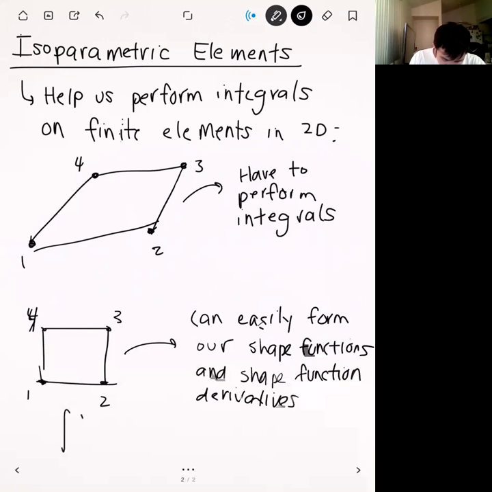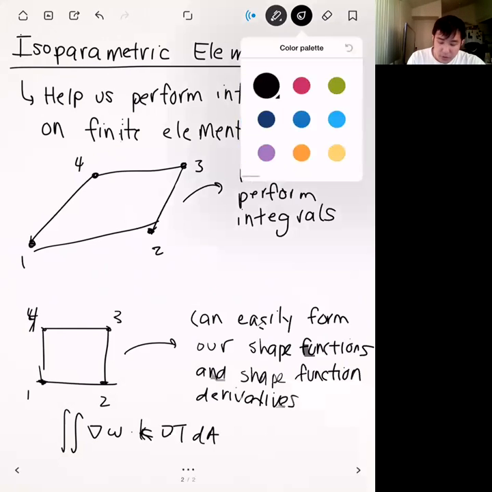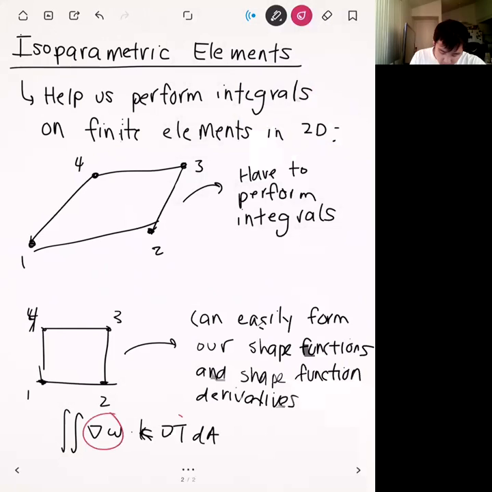Okay? And so, for example, our element stiffness matrix in 2D is given by the double integral of the gradient of W, our weighting function, times K times the gradient of T dA. And then remember, these gradient functions, when we put them in terms of our shape functions, end up having our shape function derivatives. So it'd be like dN1/dx, dN2/dx, etc., etc.